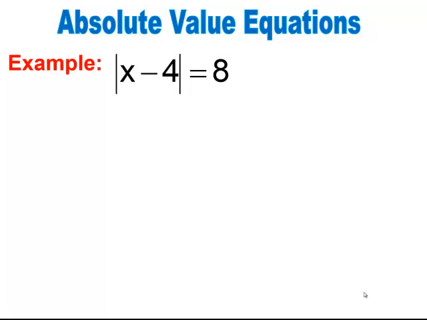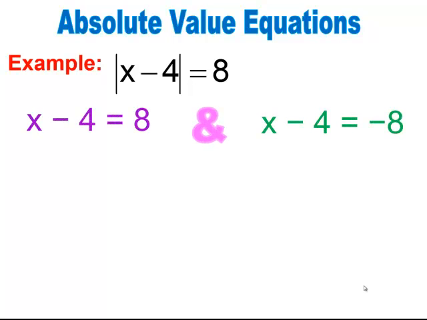So here's an example. I have an absolute value equation, and what's inside is x minus 4, and I need to solve for x. Well, in order to solve for x, I need to take the expression out and set one equal to the positive of what's on the outside, positive 8, and one equal to the negative of what's on the outside. So I end up getting x minus 4 equals 8, and x minus 4 equals a negative 8.